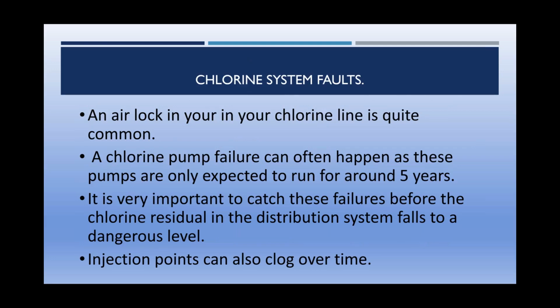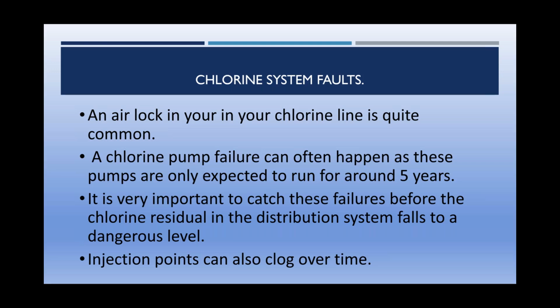So common problems with chlorine systems are you get an airlock in your line. And this is actually quite common, particularly if in the design of your plant, someone's run a very long line from the chlorine pump to the injection point. Chlorine pump failures often happen as well. These pumps really are only expected to run for about 5 years. So it's good to keep track of your pump, have a repair kit on hand in case you need it, but also plan to replace your pumps around 5 years.